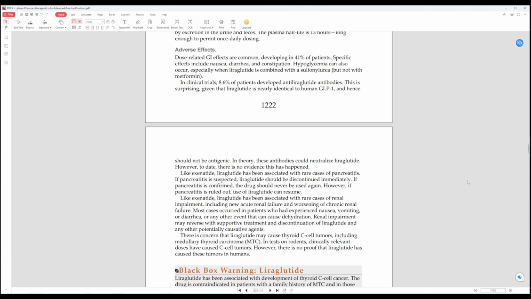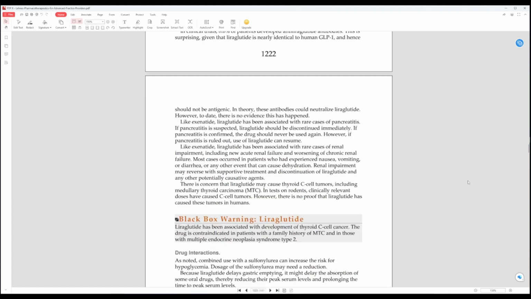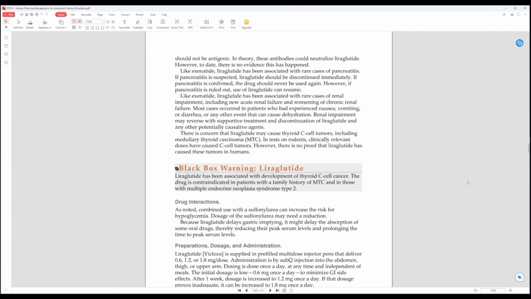In clinical trials, 8.6% of patients developed anti-liraglutide antibodies. This is surprising, given that liraglutide is nearly identical to human GLP-1 and therefore should not be antigenic. In theory, these antibodies could neutralize liraglutide. However, to date, there is no evidence that this has happened.